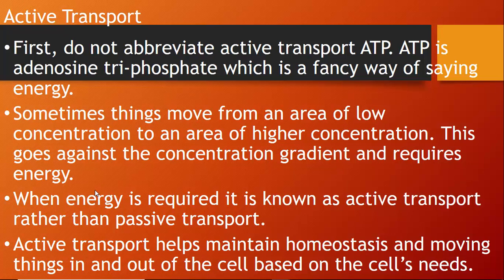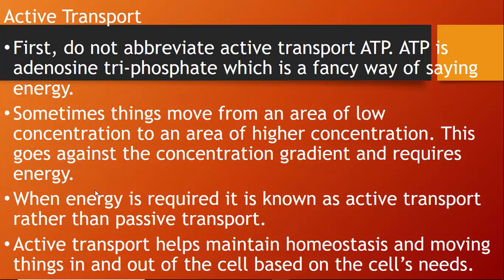Now, sometimes things move from an area of low concentration to an area of higher concentration. And this goes against what is known as the concentration gradient, and it requires energy. Going against the flow. If you've been in a lazy river, you may have turned around and gone against the river. You're going against the flow, and that requires energy because you're moving from an area of low to high concentration. Now, in diffusion and passive transport, we move from an area of high to low. In active transport, it's the other way around, from low to high.